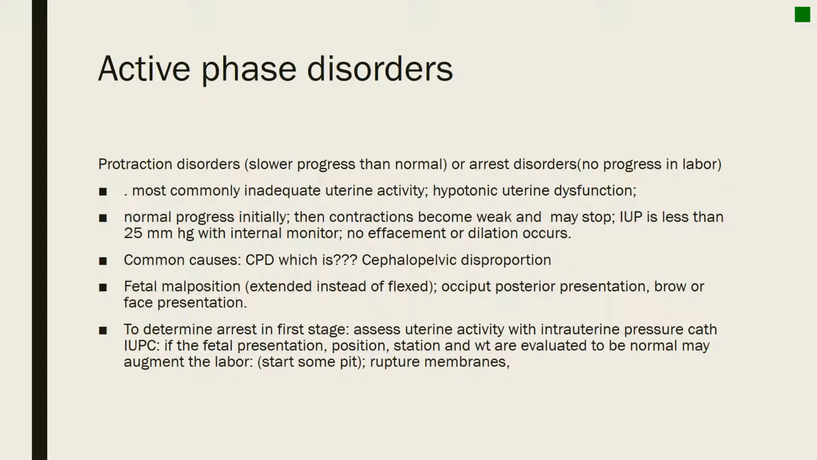All right, active phase disorders. So there's protraction disorders, slower progress than normal, or arrest disorders, where there's no progress in labor. Most commonly, it's just inadequate uterine activity, a hypotonic uterine dysfunction. Normally, they'll progress initially, then the contractions become weak and stop. With these cases, the intrauterine pressure is usually less than 25 millimeters when they've got an internal monitor, and there's just no effacement or dilation.